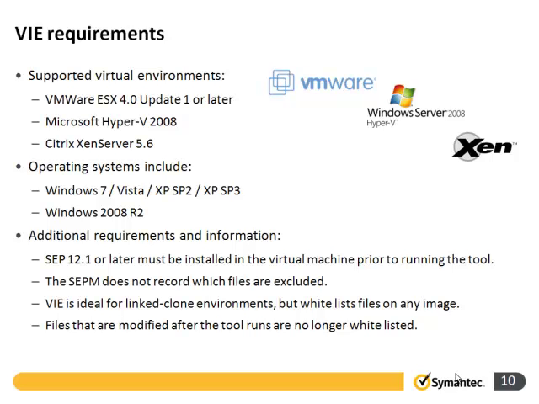Here we can see the VIE requirements, or the supported environments and operating systems. Some additional requirements and information below. We can see that SEP 12.1 or later must be installed in the virtual machine prior to running the tool. This is the only supported version, no pre-version 12.1. The SEPM doesn't record which files are excluded, but it's ideal for linked clone environments where the whitelists are common on the images. And files that are modified after the tool runs are no longer whitelisted.